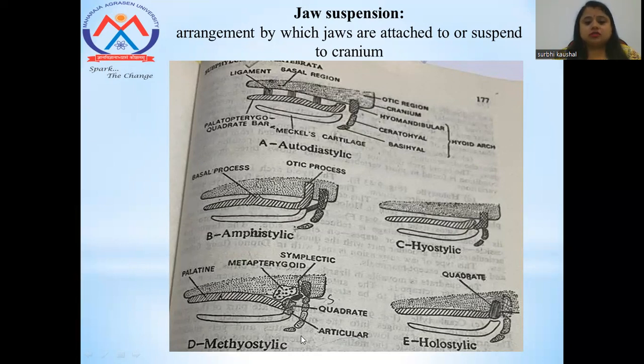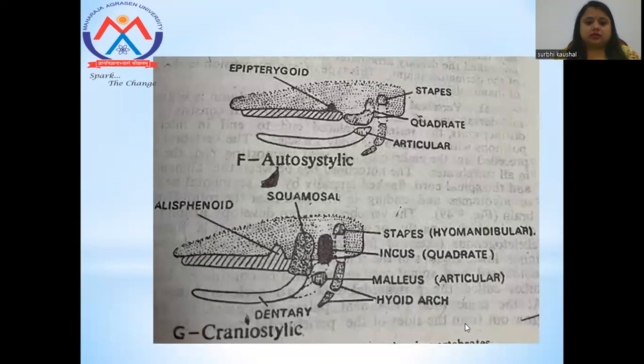Next is the mesostylic. Here, the upper jaw is completely fused with the cranium, and this part is known as palatine. There is formation of metapterygoid, symplectic, quadrate, and articular bone. Next is the holostylic. Here, the upper jaw is completely fused with the cranium, and there is a formation of quadrate bone. So this type of jaw suspension is known as holostylic.